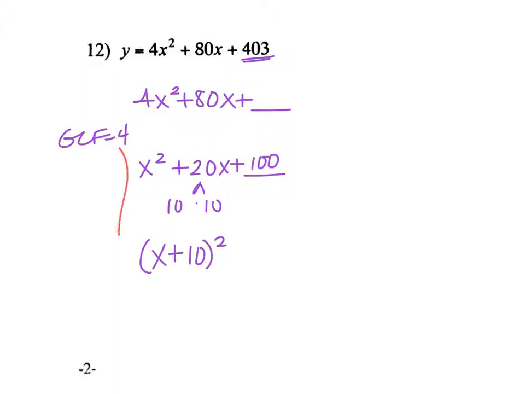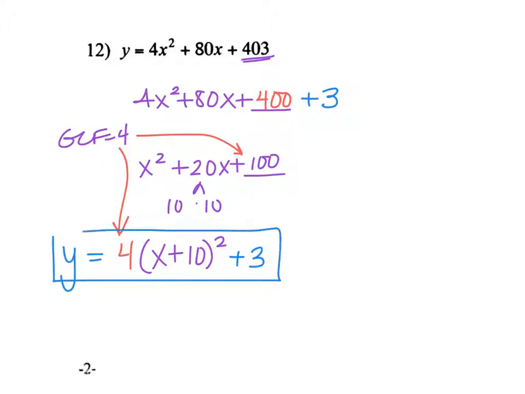I know I've got to use my GCF in 2 places, once in the front, once at the end, which is going to give me 400. And then I have to fix my number, 400. I need to turn it into 403, so that means I have to add 3. So I'm going to do plus 3. So my equation is y equals 4, parentheses x plus 10 squared, plus 3.